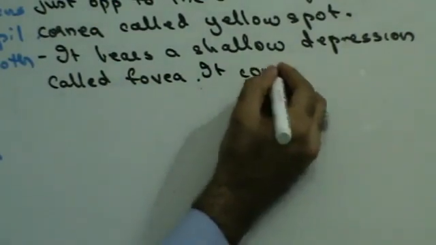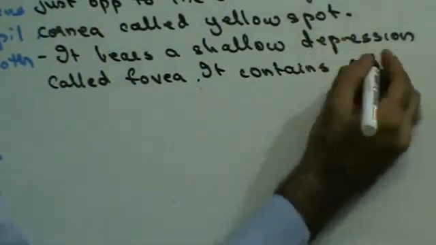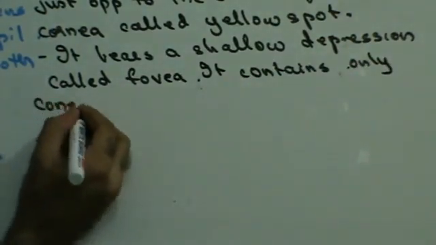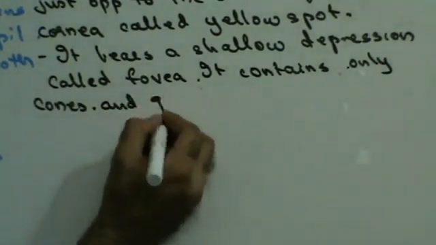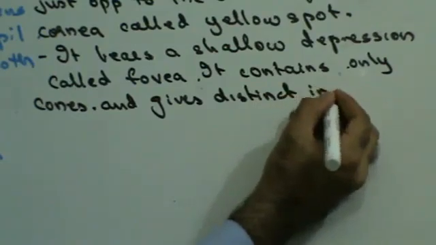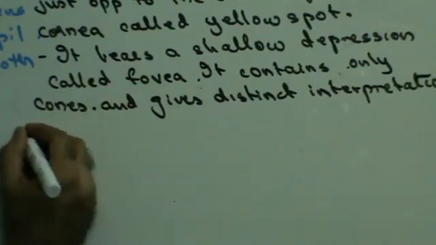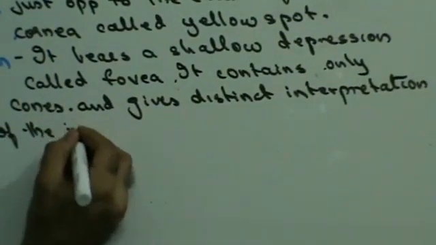Right? It contains only cones. The fovea contains only the cones and gives distinct interpretation of the image.